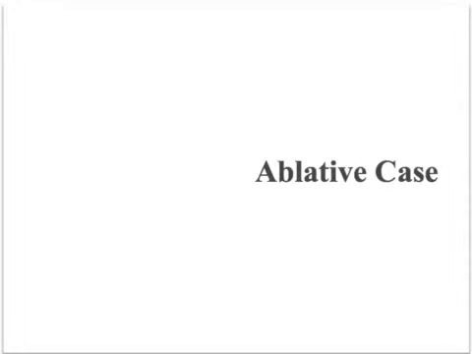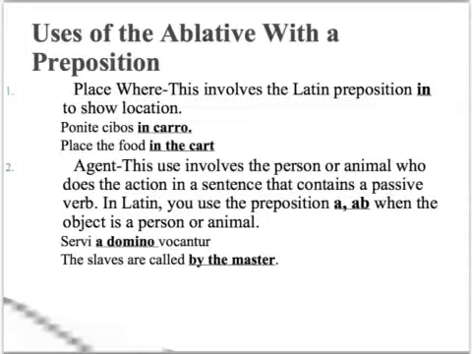In this video, we're going to cover uses of the ablative case. So the first use of the ablative case are ones with a preposition. There's the ablative of place where. This involves the Latin preposition in to show location. Notice that this is in plus the ablative, and so it's translated as in or on. So for example, in carro, in the cart, so we place the food in the cart.